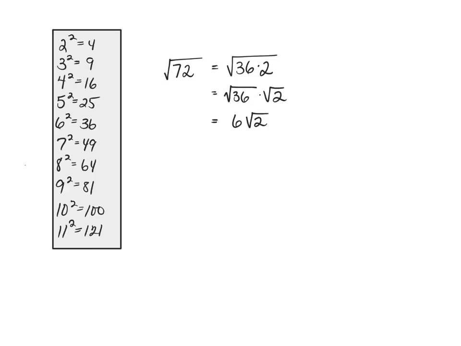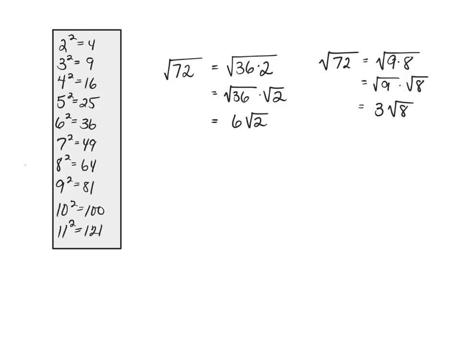Now, what if instead of choosing 36 times 2 for 72, what if I had said 9 times 8? Right? What if I'd done that? Which is also true, right? And 9 is a perfect square. I could write that as the square root of 9 times the square root of 8, and the square root of 9 is 3, so 3 times the square root of 8.